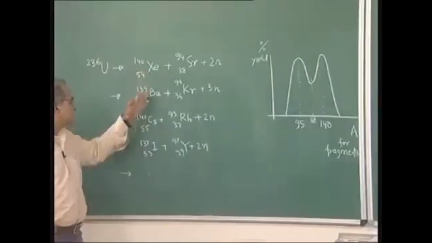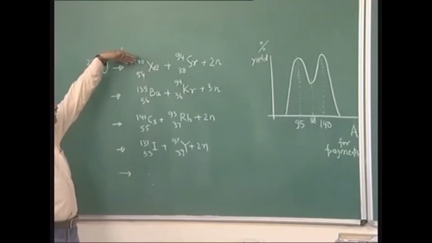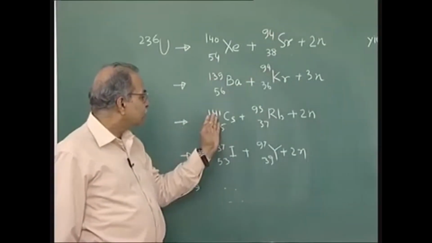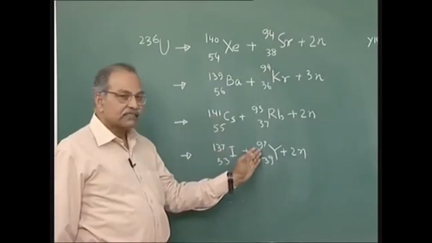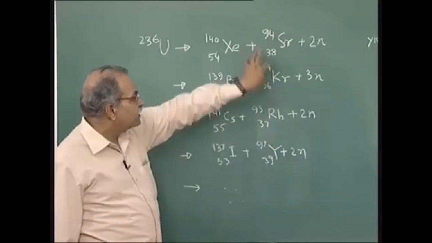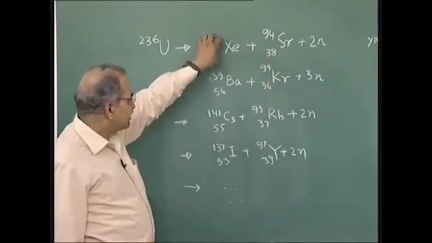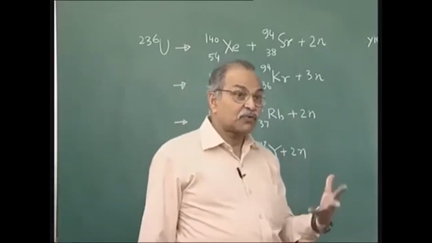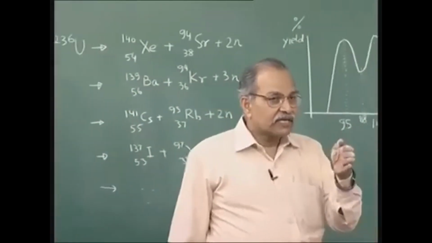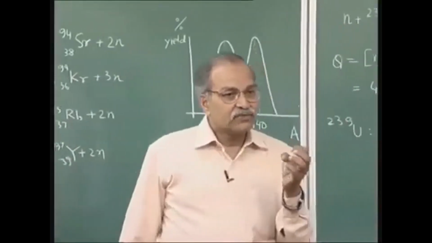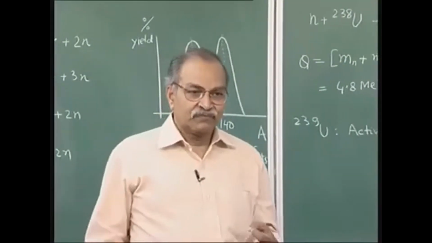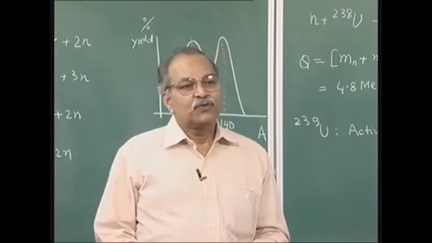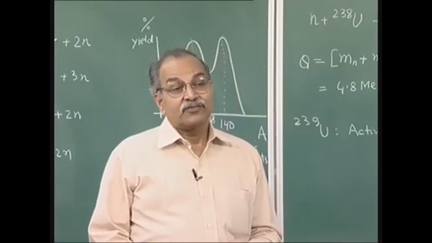The reactions that we have written here, you can see that this is 140 and 94, 139 and 94, 141 and 93, 137, 97, and so on. So, one fragment is around 95 and another fragment is around 140. Those reactions are much more probable than the reaction in which the original nucleus splits in two equal parts. This asymmetric distribution is one characteristic which the liquid drop model is not able to explain.